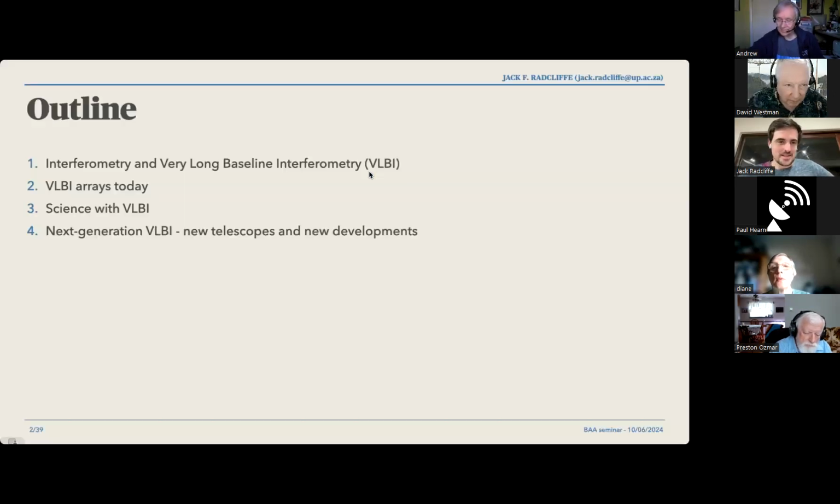So a little bit of the outline today. I'm going to give you a kind of an interferometry 101. I think you've had this before in previous talks because I've been watching the old videos. I think you had Leia teaching you this last year. So I'm going to try and do this from a different approach. I'm going to talk about what VLBI arrays today are doing, talk about some of the science that we do with VLBI, and then I'm going to touch a bit more on the next generation VLBI, on the new telescopes and the new developments.